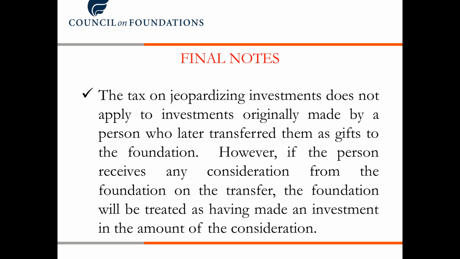The next final note says that this penalty tax on jeopardy investments does not apply to investments originally made by a person who later transferred them as a gift to the foundation. So this can come up from time to time. You have a donor, maybe one of the founders of the foundation or someone else who wants to donate to the foundation, and they want to donate their stock or their interest in a business that, if you had done it directly, may be viewed as a jeopardy investment. But because they've done it already and it's already in place and they are now giving it to you, the penalties in 4944 are not going to apply.